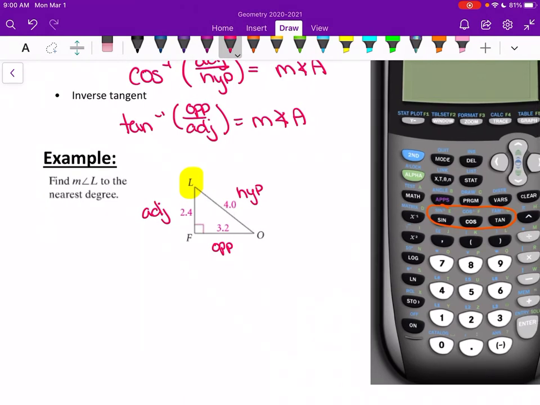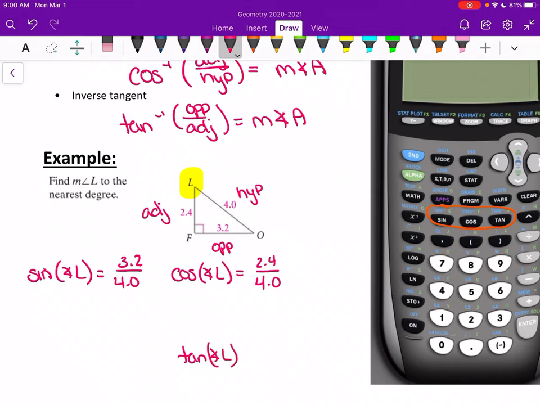Okay, let's go through and write all three of our ratios. So the sine of angle L is going to equal 3.2 opposite over hypotenuse 4.0. Cosine of angle L is going to equal adjacent 2.4 over hypotenuse 4.0. And then the tangent of angle L is going to equal the opposite over adjacent, so 3.2 over 2.4. So now if I want to do the inverse, I swap that input and that output, and then I put that little -1 exponent.